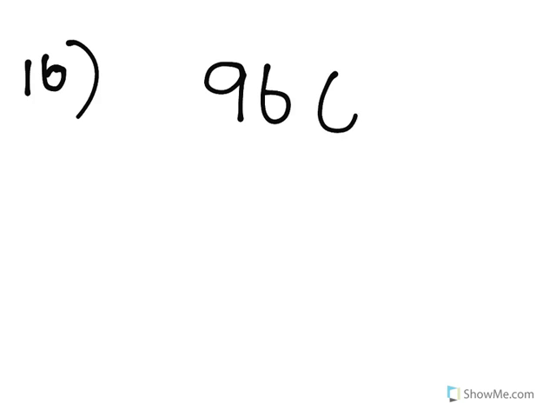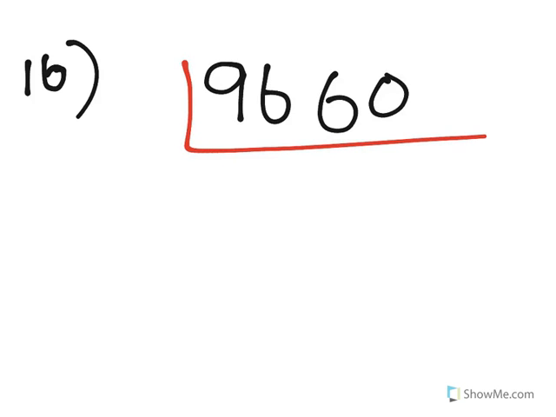Okay, the other one I'm going to work out for you is number 16, and it says 96 and 60. So I'm going to put that in my sled. Okay, so remember, I'm always going to start with the easiest number. Since 96 and 60 are both even, I'm going to start with 2.